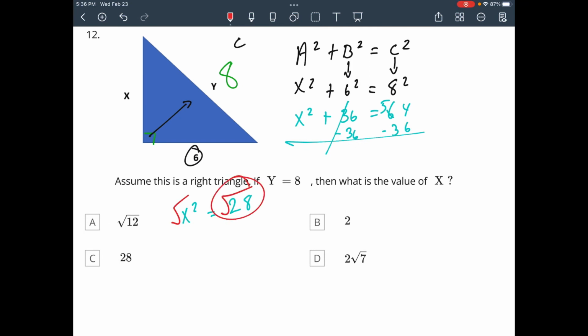Right? So then you would just go look for it in the choices. And if you notice it's not there, right? Well, then it's not 2. It's not 28. It's either A or D. The only one that makes sense is letter D.